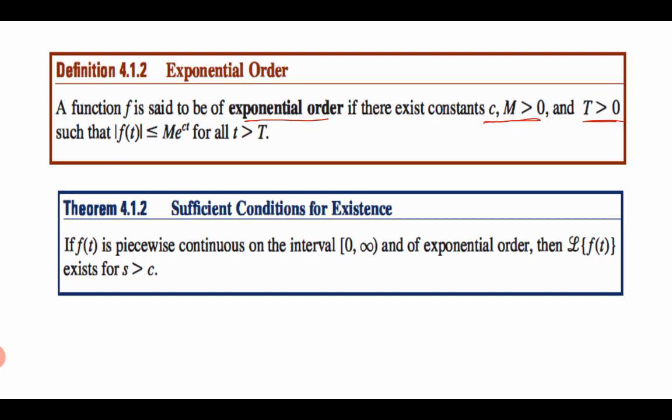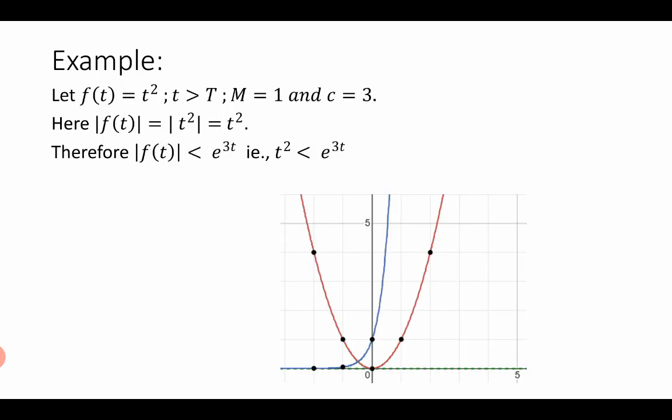This value, the absolute value of the function f, should be less than or equal to M times e raised to ct for all t beyond T. See, all small t greater than T. So an example has been given here. An example has been given next.